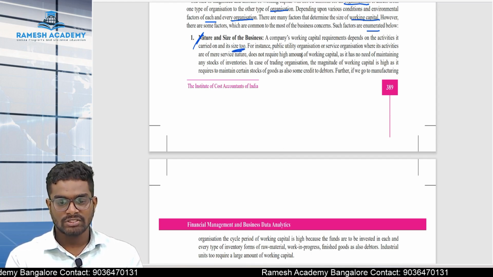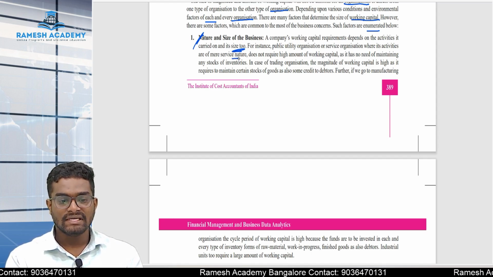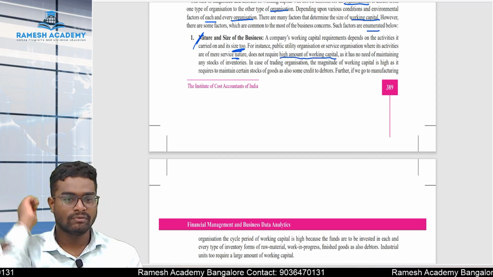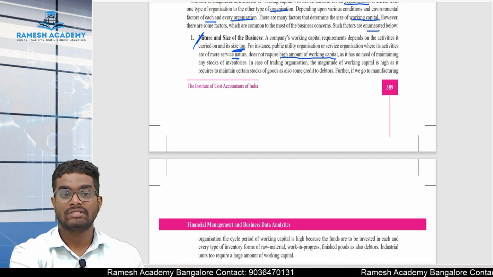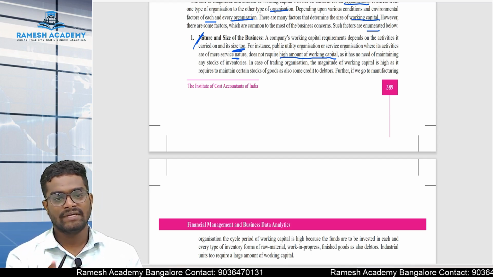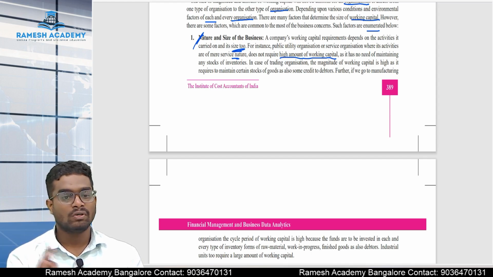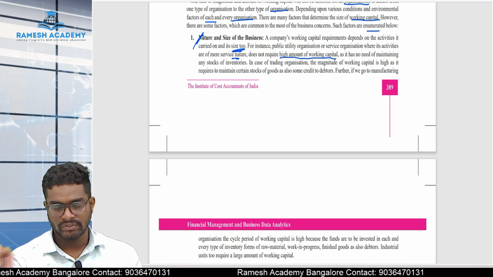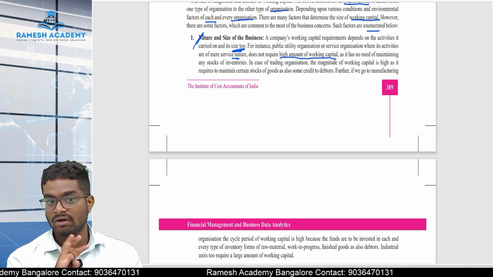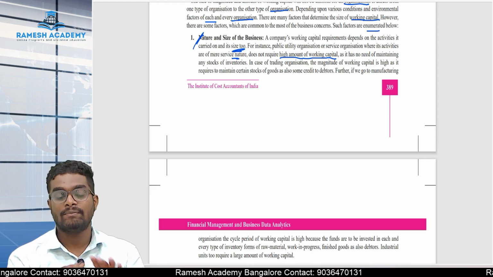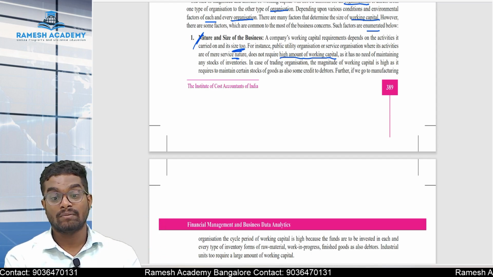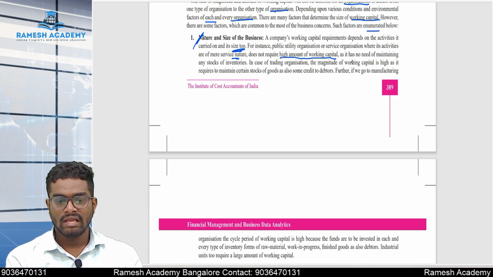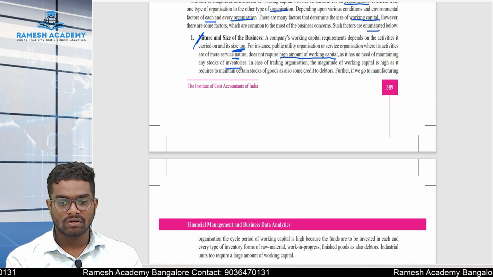For instance, a public utility organization or a service organization, where activities are mere service in nature, does not require a high amount of working capital. As I told you, the service sector will not require a higher amount of working capital because they will not be maintaining stock. That is the major difference. They will be requiring amounts only for the salary payments. Salary payments will be done normally at the end of the month or at the beginning of the month. At that time they require working capital, not in between. In between they need it, but not as much as a trading concern or manufacturing concern, as it has no need of maintaining any stock of inventory.